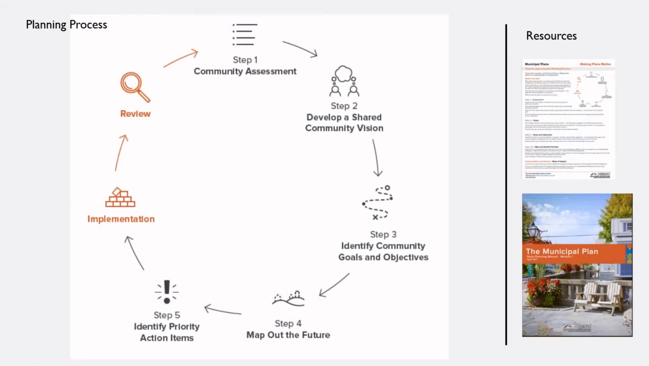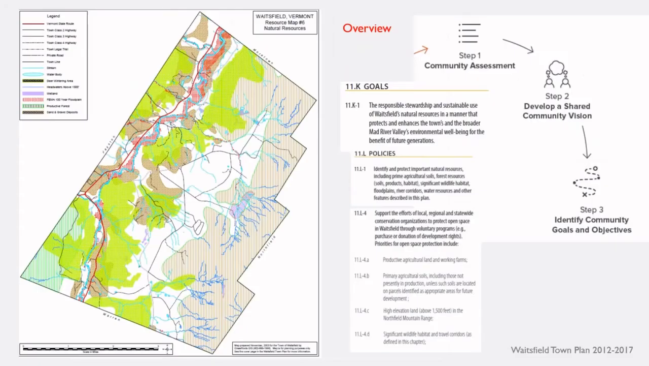Now we're going to talk a little bit about how you take that information and integrate it into your town plan and into that future land use plan. Once again, we're using this recommended approach included within the ACCD planning manual. Monica went through step one and step two, and Jamie spoke about step three. To look at how that might play out in your town plan, we have this example of Waitsfield. Included here is one of Waitsfield's natural resource maps.